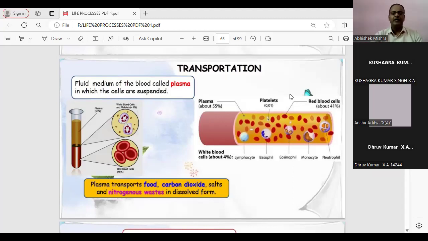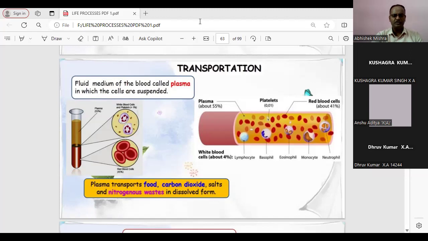Okay, fine. Now, if we discuss the components of the blood, the fluid medium of the blood is the plasma, in which the cells are suspended. That means the plasma acts as a matrix. And the blood cells are RBC, red blood cells, platelets, and white blood cells. The plasma transports food, carbon dioxide, salt, and nitrogenous waste in dissolved form.